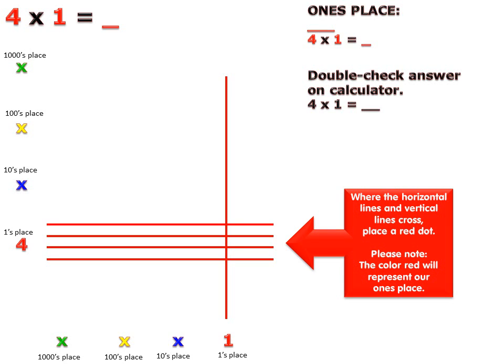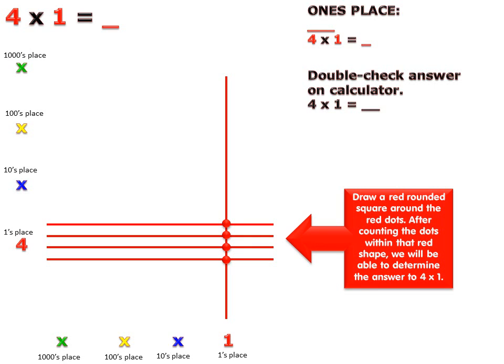Where the horizontal lines and vertical lines cross, place a red dot. Please note, the color red will represent our ones place. Draw a red rounded square around the red dots. After counting the dots within that red shape, we will be able to determine the answer to 4 times 1.